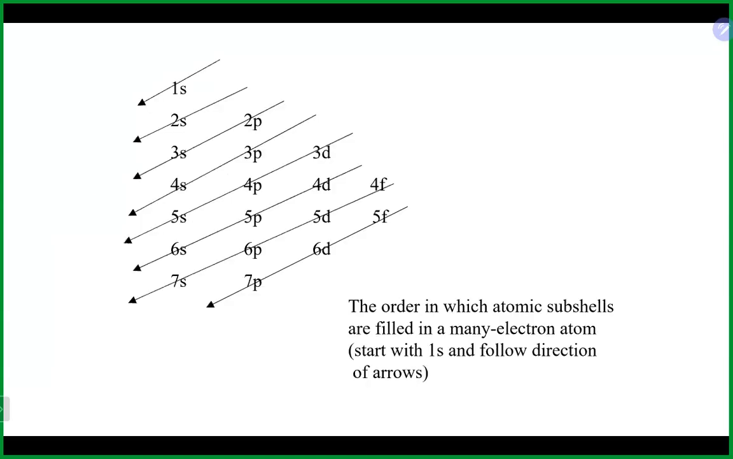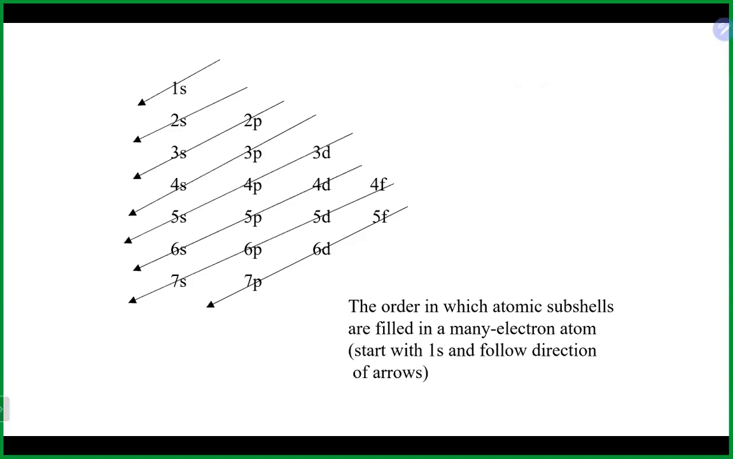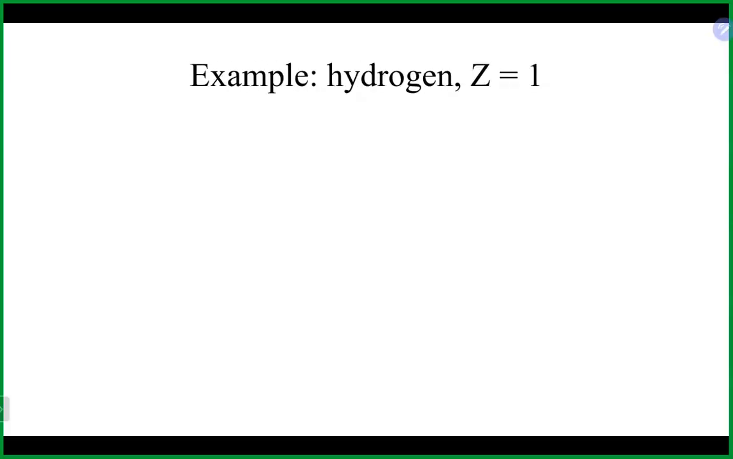So let's start with the simplest one, which is hydrogen. Hydrogen has 1 proton, which means a neutral hydrogen has 1 electron. So once again, referring back to our little chart here, we're going to start up here at the top. And that's going to take us to our very first orbital on the first energy level, which is 1s. And for hydrogen, what we would write is 1s1, and that would be the electron configuration for hydrogen.